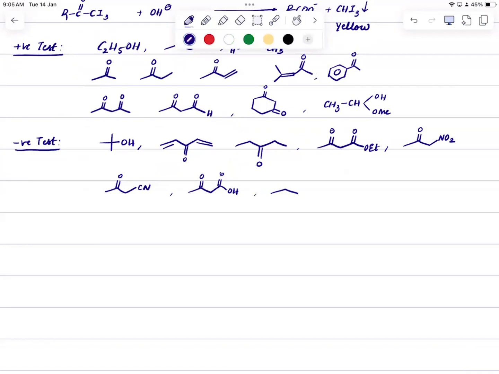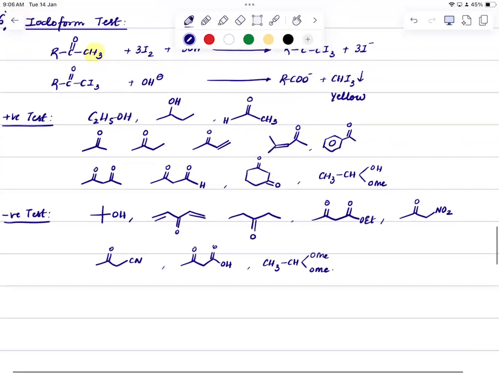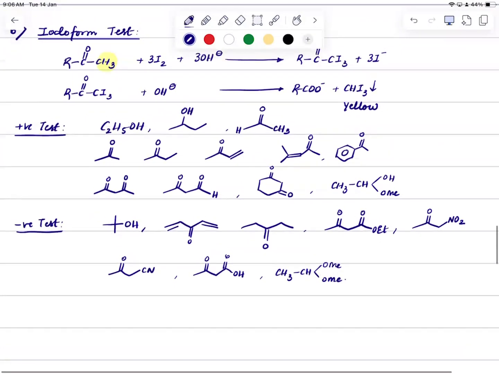Along with that, if you have an acetal instead of a hemiacetal, with OMe and OMe, it is also a negative test. I'm specifically mentioning cases from the mains point of view. So remember which cases are positive and which are negative. Clear everybody? Please emphasize these cases, which will give a positive iodoform test and which will give a negative iodoform test.